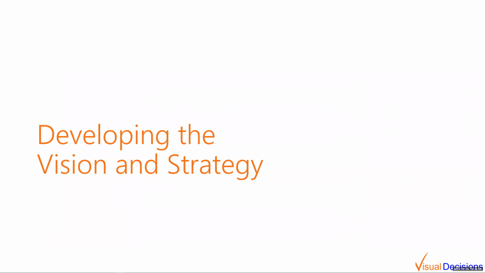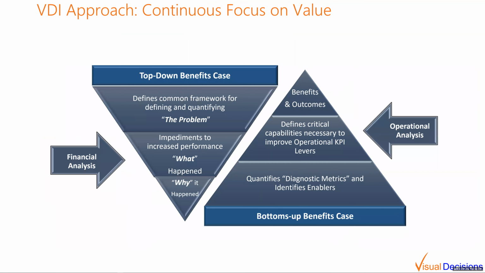So how do we develop the vision and the strategy for implementing this? At Visual Decisions, I talked about how we go about identifying the value in the first place. We really start off with that top-down benefits case. What are the key things that the business is trying to achieve? That might be better throughput, better quality, reducing inventory, time to market, any number of different initiatives that might be there.